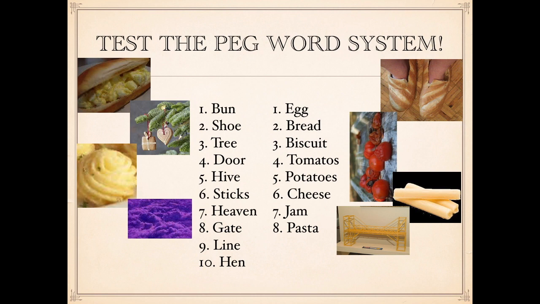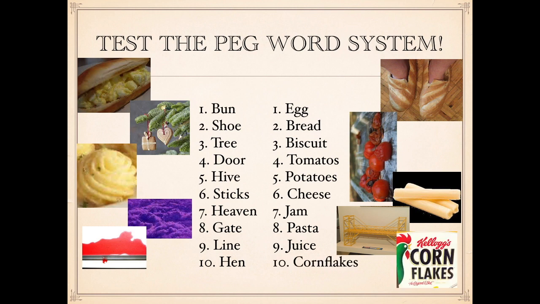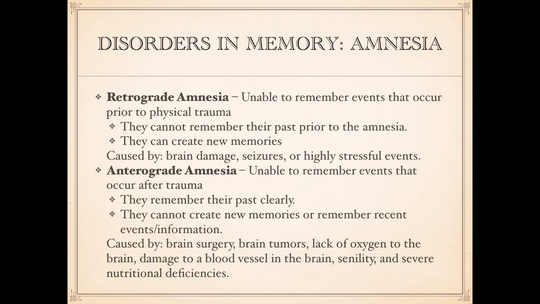9 is a line. What is it? Juice on the counter. And then the final one, 10 is a hen. You're probably picturing that Kellogg's box. There it is. So what do you think? Did the peg system work for you? So I hope you find all those tips and tricks useful.